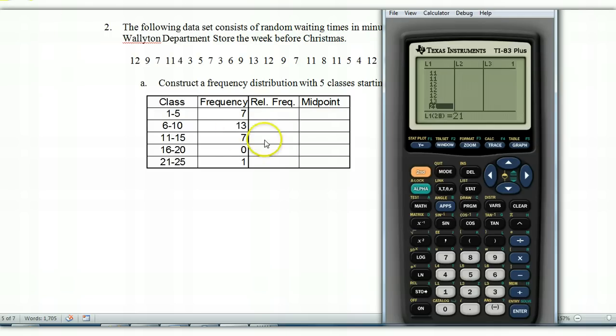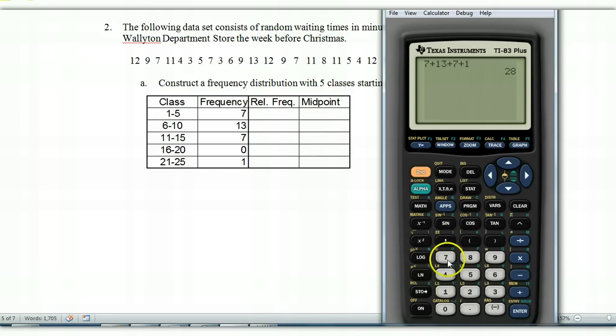And as I go through and fill up all the table with the values, this is what we end up with: 7, 13, 7, 0, 1. Now remember, relative frequency is frequency divided by the total of this column. So I'm going to back out. Second quit gets you out of your list mode. Second quit will get you out of basically any screen you're stuck in on your calculator. So I'm going to add up to see how many things I have total. And I've got 28 total in these things.